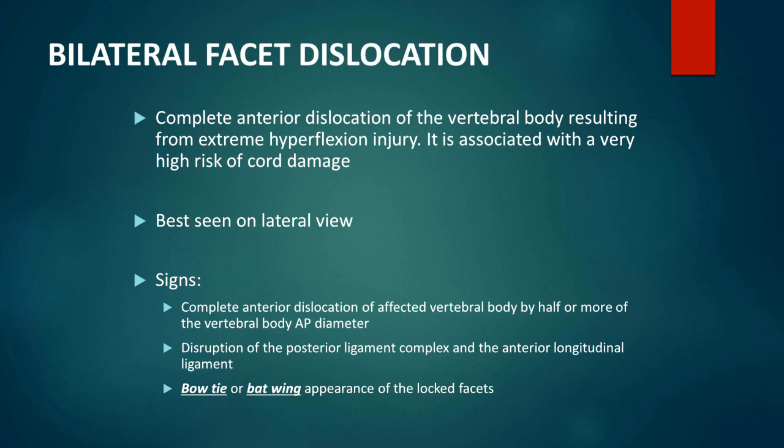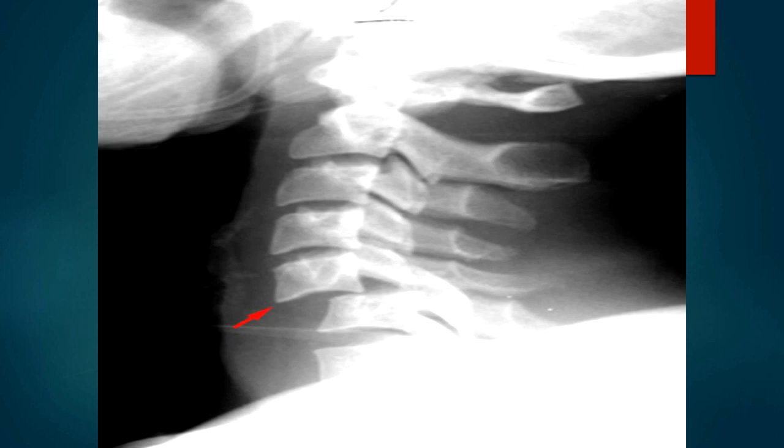Complete anterior dislocation of the affected vertebral body by half or more, and disruption of the posterior ligament complex and the anterior longitudinal ligament, and it says it's got this bow tie or bat wing appearance of the locked facets. Big anterior dislocation. Back here you can kind of see the locked facets. I don't know what it means by bat wing, but this is that appearance of that bilateral facet dislocation.